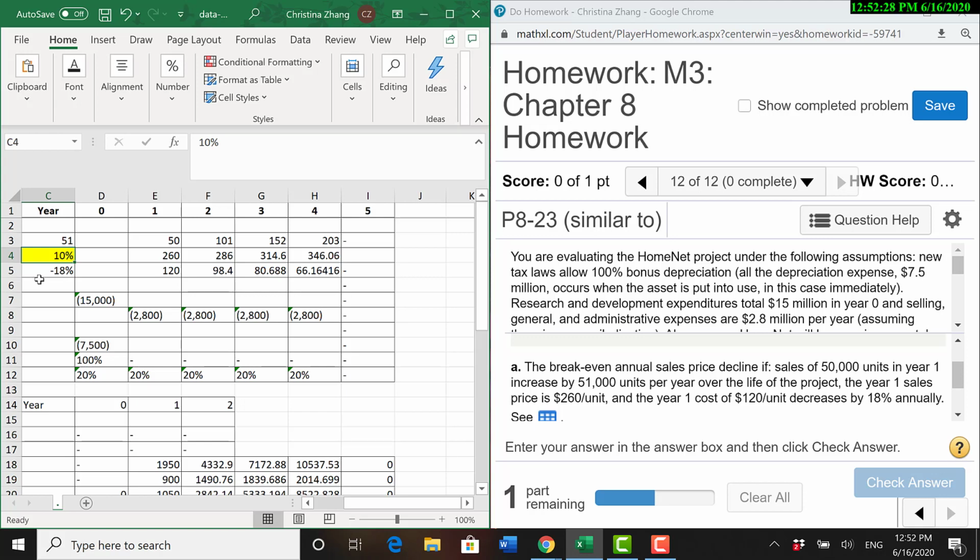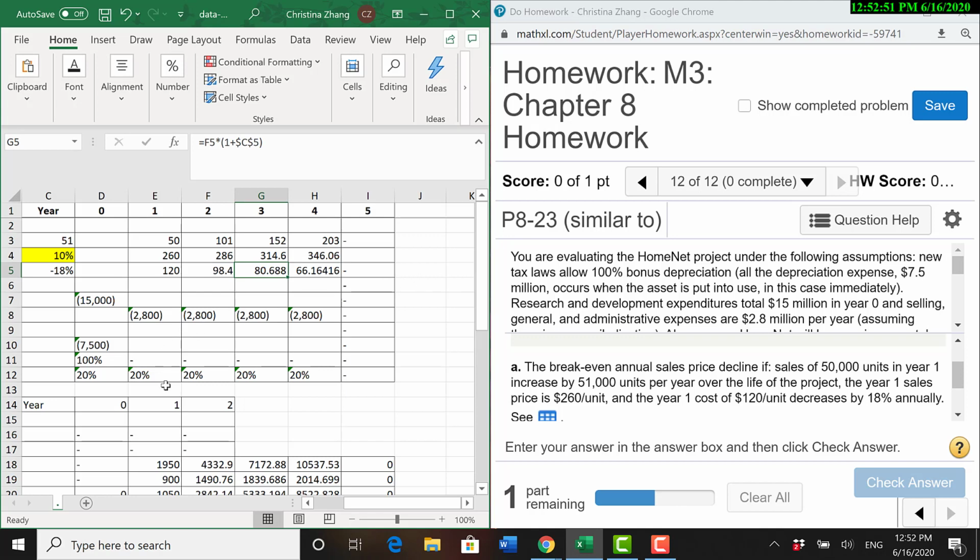All right, and then I have the cost of each unit. The initial cost is 120. Again, there's a connection, so it's going to gradually decrease by 18% annually. So this is a percentage decrease. My second year is a minus 18% change, my third year is another minus 18% change, and so on and so forth.